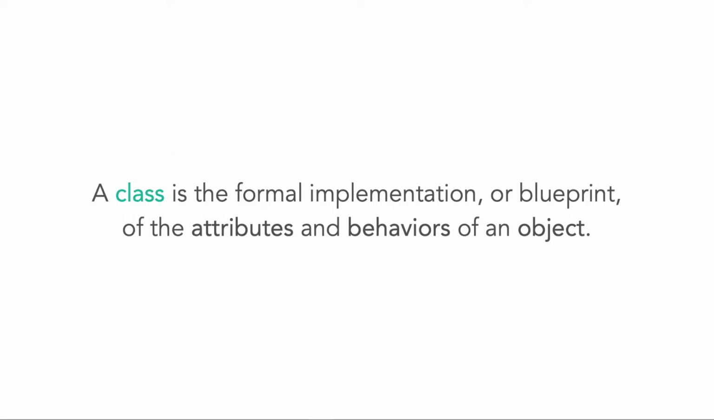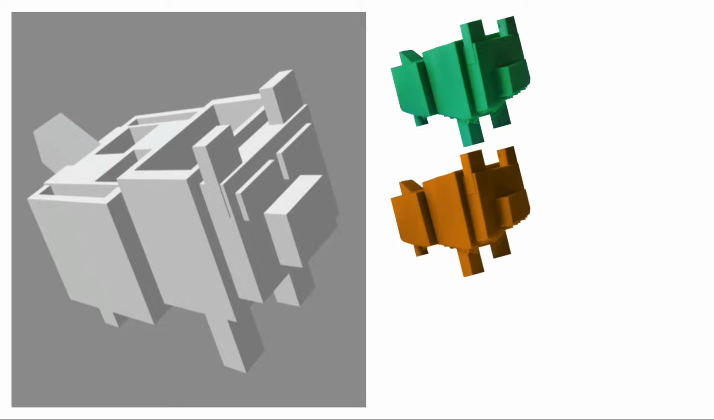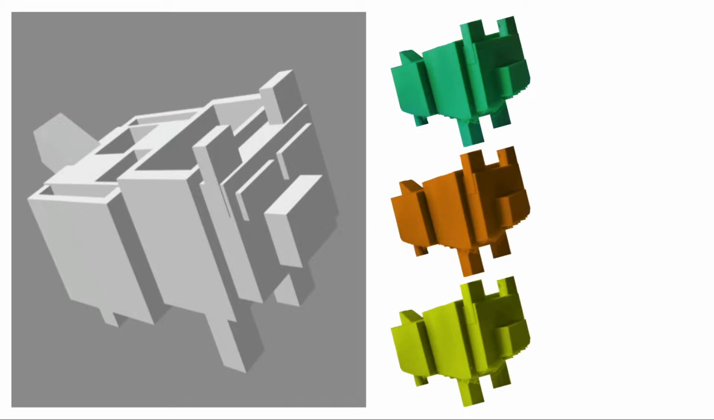A class is a formal implementation or blueprint of the attributes and behaviors of an object. In Unit 2, we learned that a class is often called a blueprint because you can construct multiple objects from it. We use the example of 3D models like this one that can be used to create multiple 3D printed objects. They all share similar attributes and behaviors but are unique in their own ways.